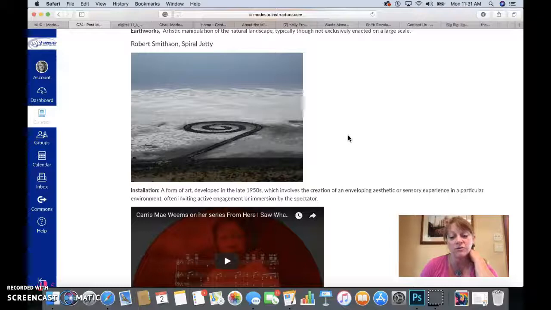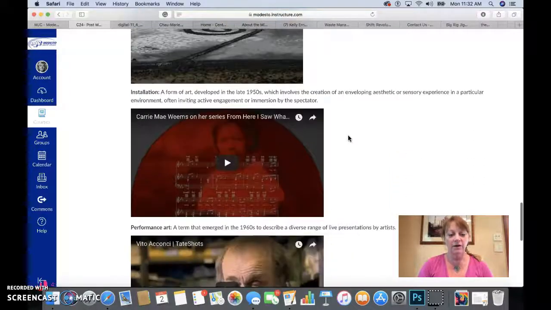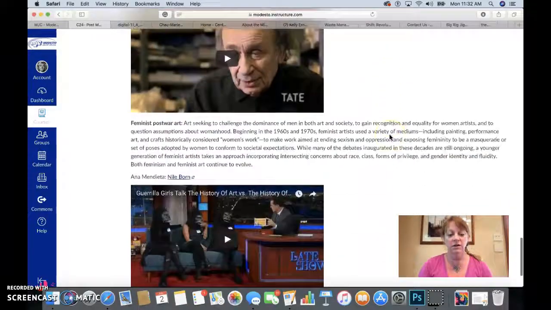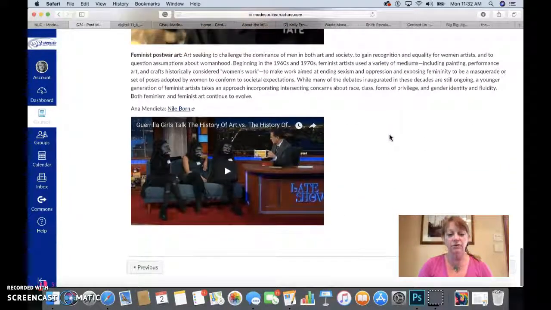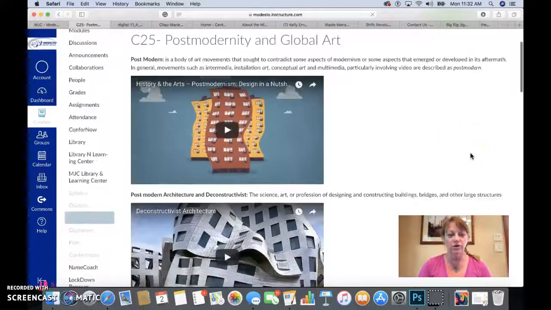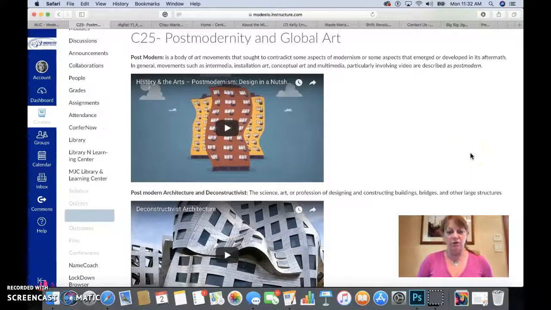Like when you think about Andy Goldsworthy's pieces, all of his rocks and sculptures with leaves and things like that. He documents it all with photographs so that he can show you what he's done, because often those things just disappear. All right, Carrie Mae Weems, Vito Acconci, and then a little bit about the Guerrilla Girls, feminists, and guerrilla work.